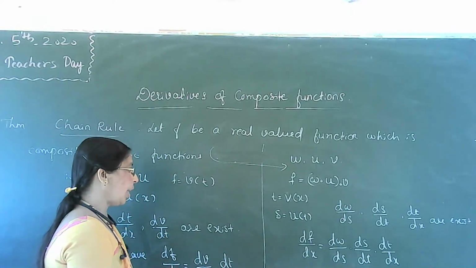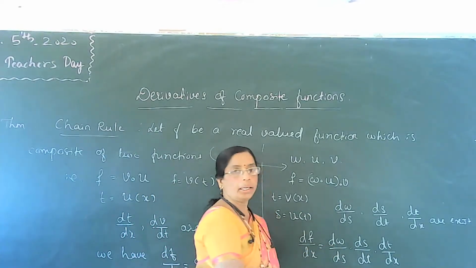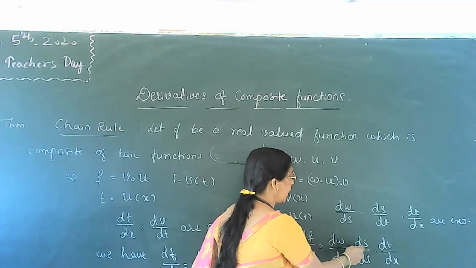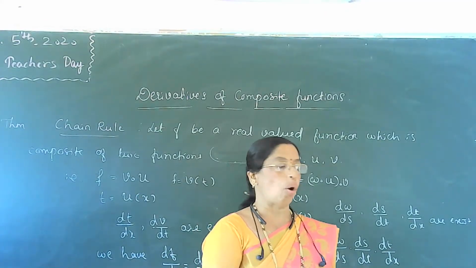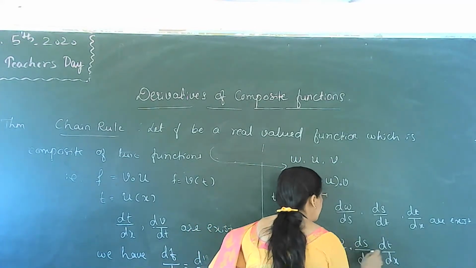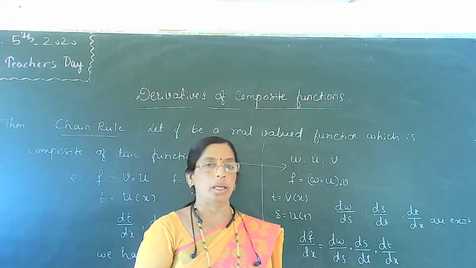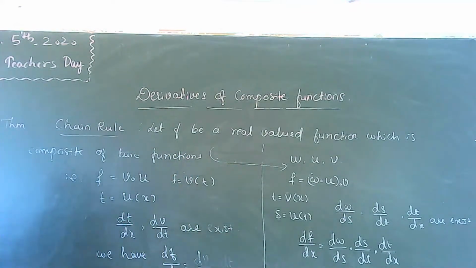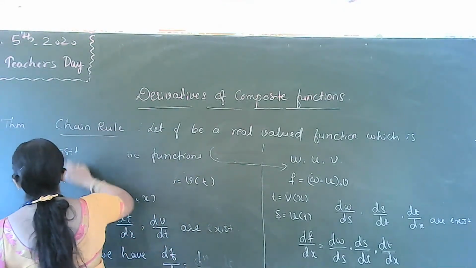dw by ds, ds by dt and dt by dx means we find the derivative of w with respect to s, the derivative of s with respect to t, and the derivative of t with respect to x, and multiply these three. We get the derivative of the function. Yeah, it's called the chain rule. We find the derivative of the composite functions by using this formula.